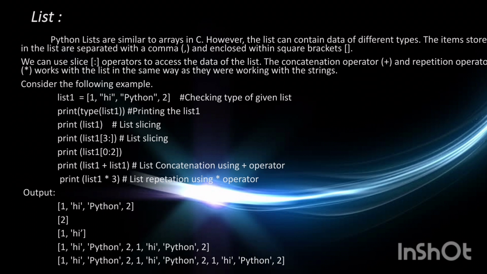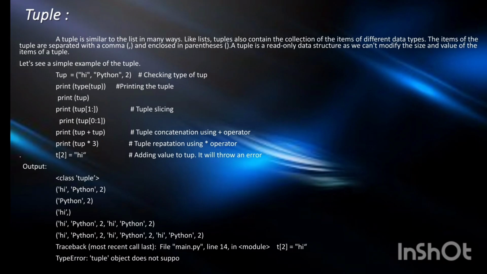Now let us discuss the tuple. A tuple is similar to a list in many ways. Like a list, a tuple also contains a collection of items of different data types. The items of the tuple are separated with commas and enclosed in parentheses. A tuple is a read-only data structure. We can't modify the size or the values of the items of a tuple. Now let us see an example of the tuple.